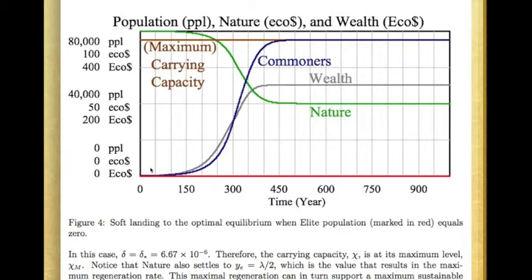Remember that this population started with 100 commoners, so it ends up being more like 80,000 commoners, and you started with, I believe, a value of 100 in nature, and this nature is measured in eco-dollars, and so you start at 100 and you end up at something like 50. In terms of wealth, you start at zero wealth and you generated 400 eco-dollars of wealth. So that's interesting in itself.